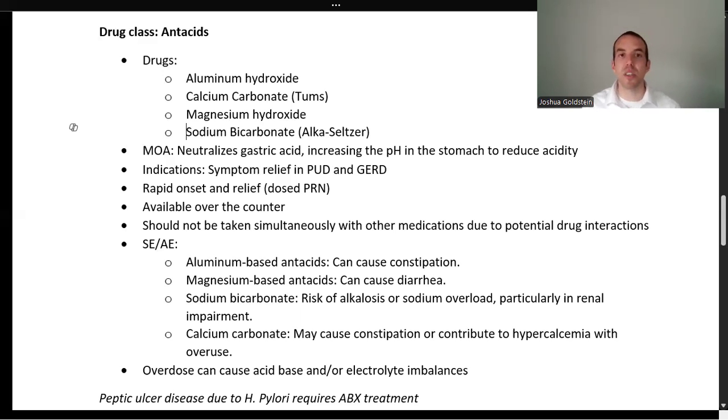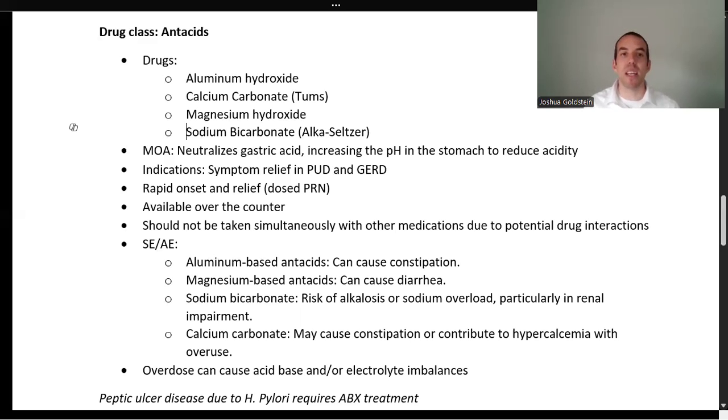I have seen these in nursing test banks, so please go through these real quick. Aluminum-based antacids can cause constipation. The magnesium ones can cause diarrhea. Sodium bicarb can cause alkalosis or sodium overload, and calcium carbonate is known to cause constipation, and it can also cause, obviously, hypercalcemia. An overdose of any of these can cause metabolic alkalosis.